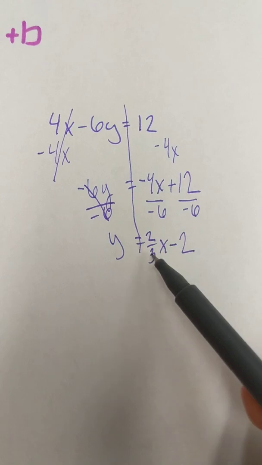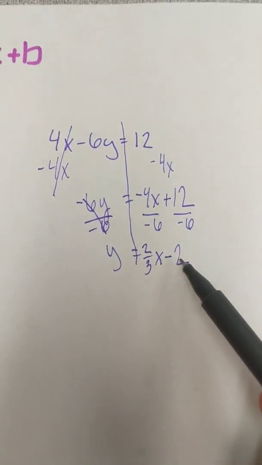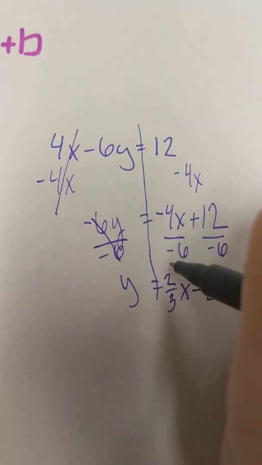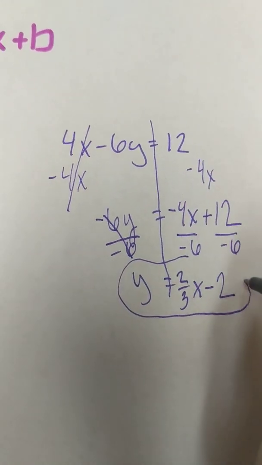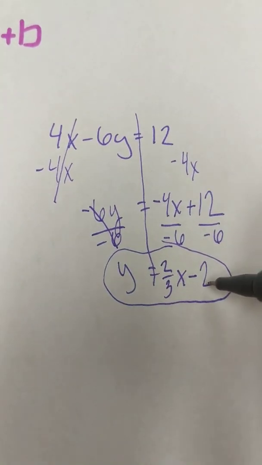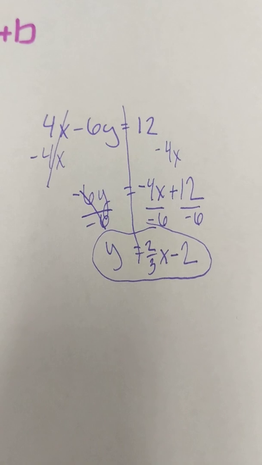Now I have y equals mx plus b. My b just happens to be negative. There's my slope-intercept form. My slope is 2/3. My y-intercept is negative 2.